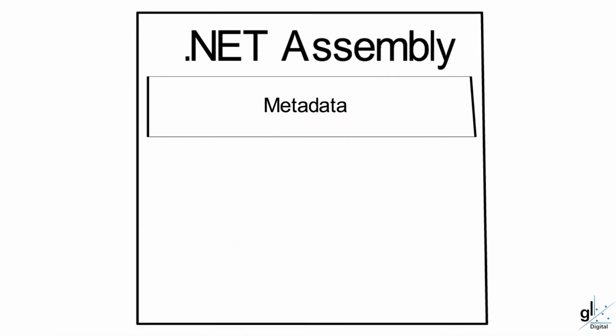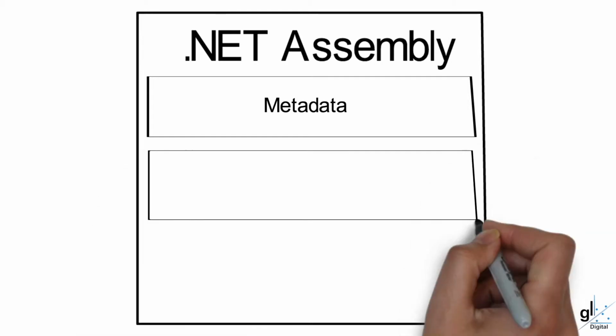Metadata. Metadata essentially means data about data. This data describes how the elements in the assembly relate to each other. An important feature of an assembly is that it is self-describing. This is achieved through its metadata.